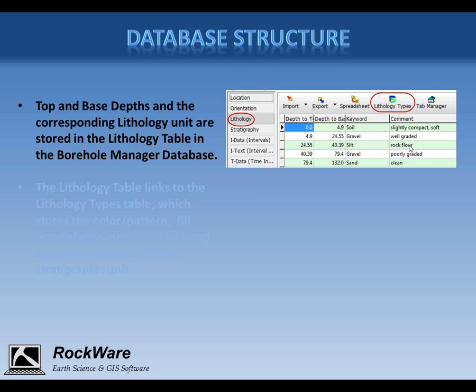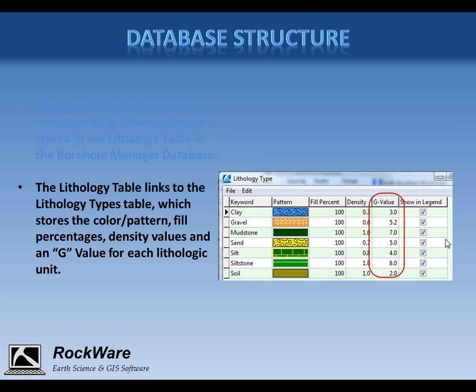As you can see, it doesn't have to be a rock lithology, it could be soil, unconsolidated sands, or whatever you'd like to put in here. These keywords are taken from a table called the Lithology Types table. So when I click on that icon, when I'm live in RockWorks, I'll show you that in a minute, but on this slide, let's move to the next slide.